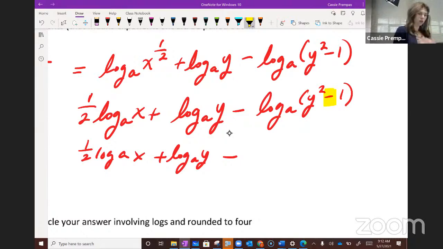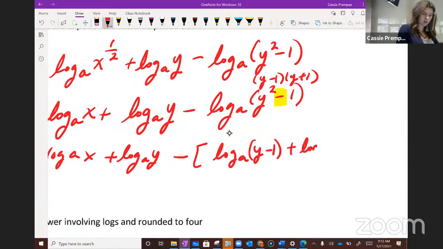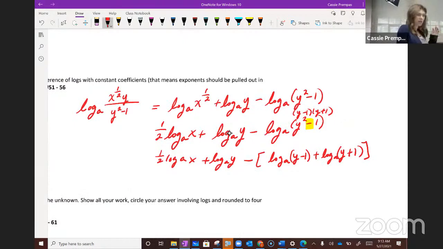Abby? Y squared minus 1 is really y minus 1, y plus 1. True. Then what could I do? And I'd have a plus sign, right? Yeah. Because of the product property. Awesome. Yes. If you can factor a binomial or trinomial, you always do so in a logarithm so that you can separate it using the product property.